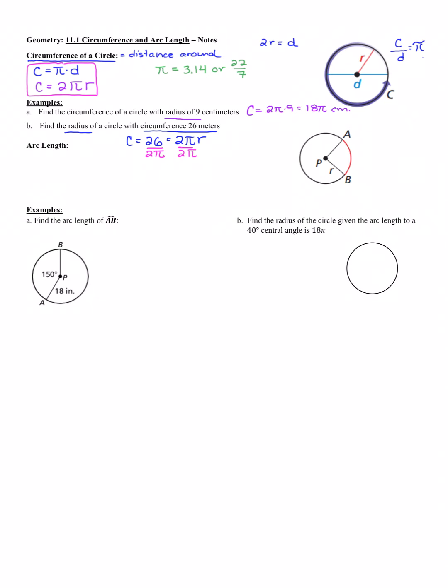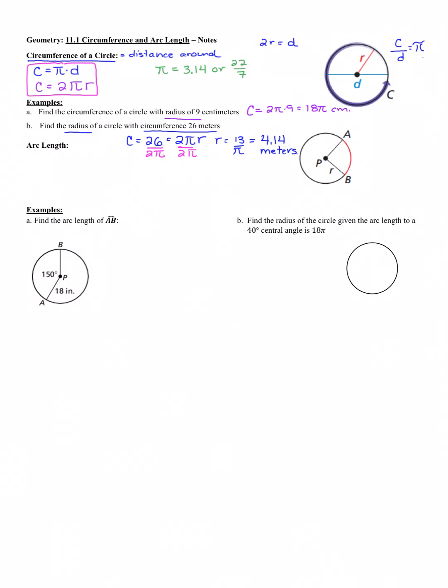And when we simplify that, 2 goes into 26 13 times. And here's a case where you do want to probably go to your calculator. 13 divided by pi, or 3.14, is about 4.14, and our units were meters. So there's an example where you might want to get a decimal answer.